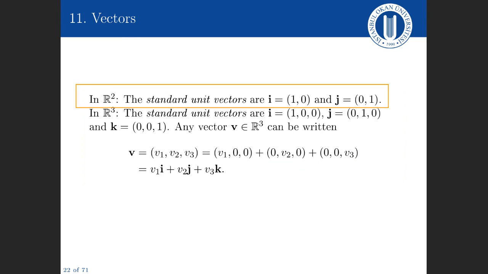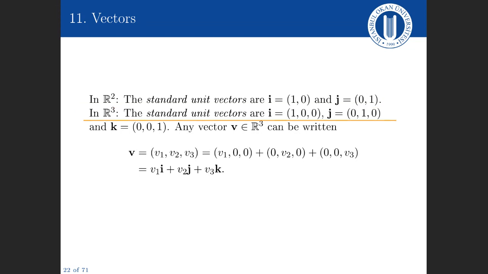If we're in 2 dimensions, there are 2 standard unit vectors, which are called i and j. i is the unit vector (1, 0), and j is the unit vector (0, 1). If we're in 3 dimensions, we need 3 standard unit vectors. And these are i, j, and k.